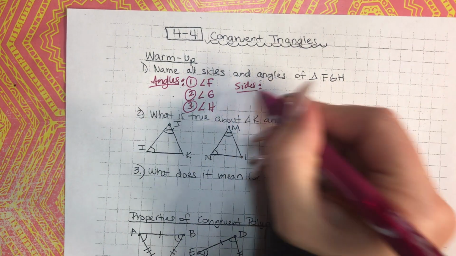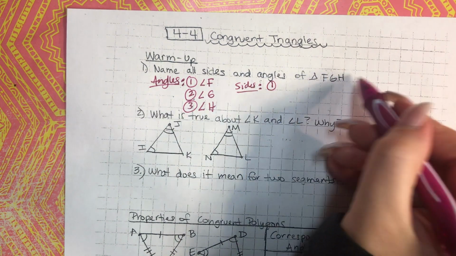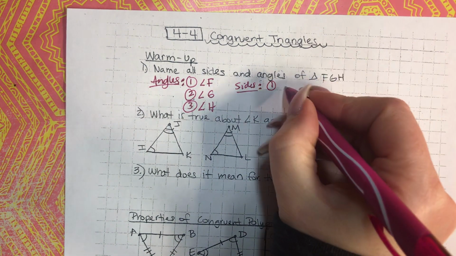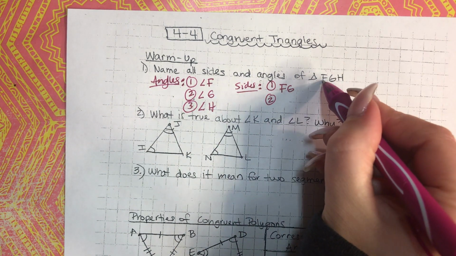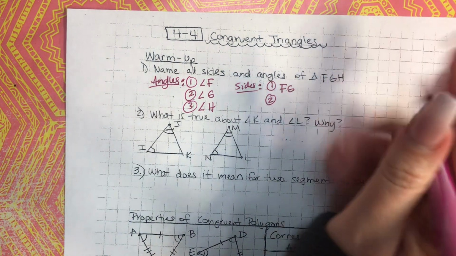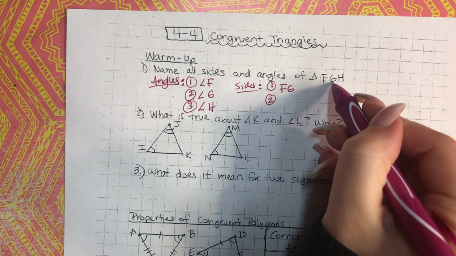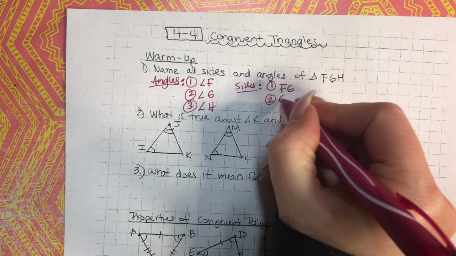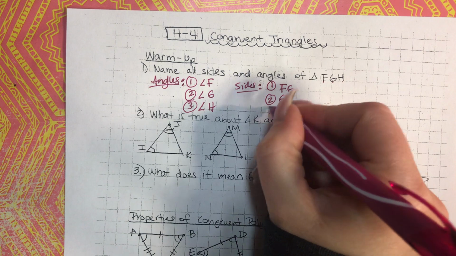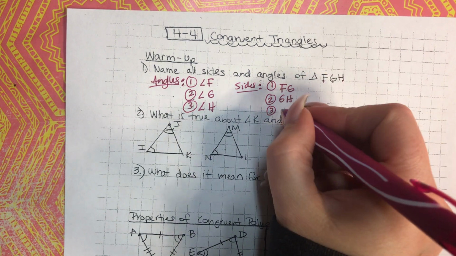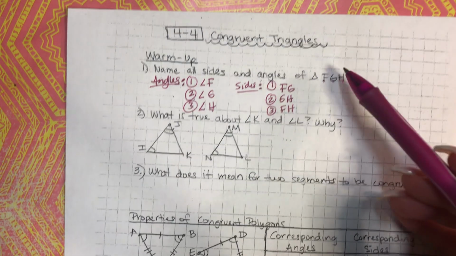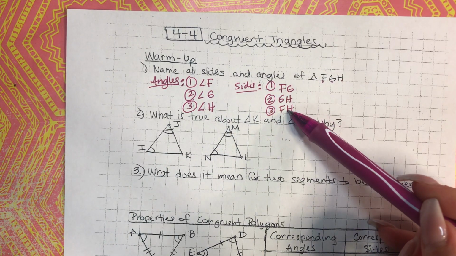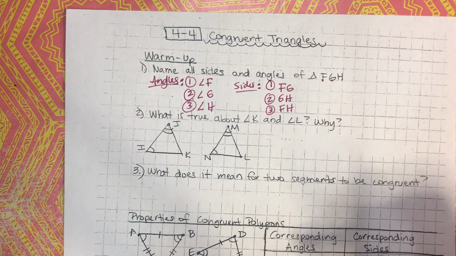So the first side would just be here, FG. The second side would be FH. Well, I'm sorry, we have FG. The second side would be GH. I would do GH probably for next. And then the third one would be FH. So there's 6 pieces of information on this triangle, 3 angles and 3 sides, okay? This is gonna be very, very important for this section.